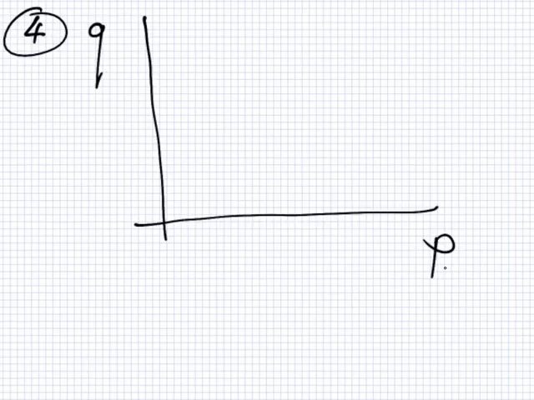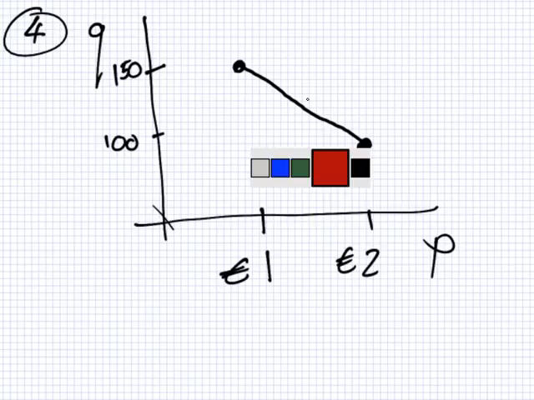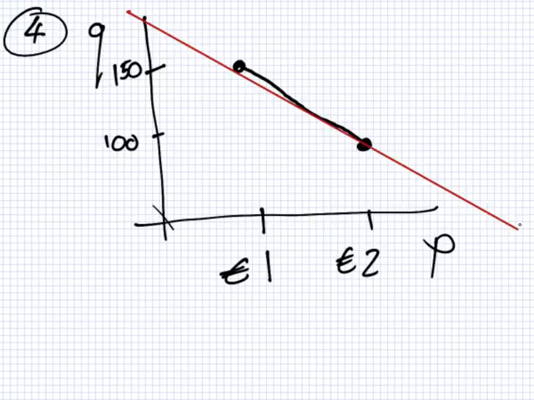So I'll put price on the x-axis. And then when they change the price, what changes after that? The quantity. So when the price was €1, how much was sold? 150. But then when the price is €2, what's sold? 100. As you can see, as the price increases, the quantity decreases. So we'll think of this as a linear equation, something roughly like that.